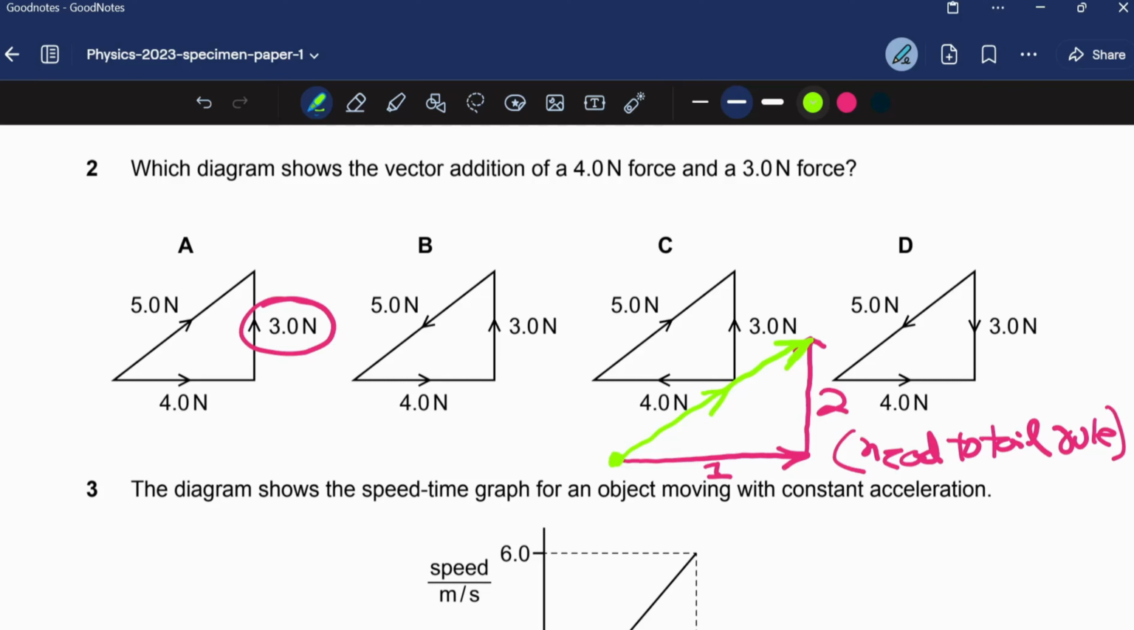And from the options A, B, C, and D, option A is the correct option, in which the addition is done correctly according to the head to tail rule, and the direction of the resultant vector is also shown correctly. So what is the key for identifying the resultant vector? It starts from the tail of the first vector and it goes up till the head of the second vector while we are doing the addition of two vectors vectorially.